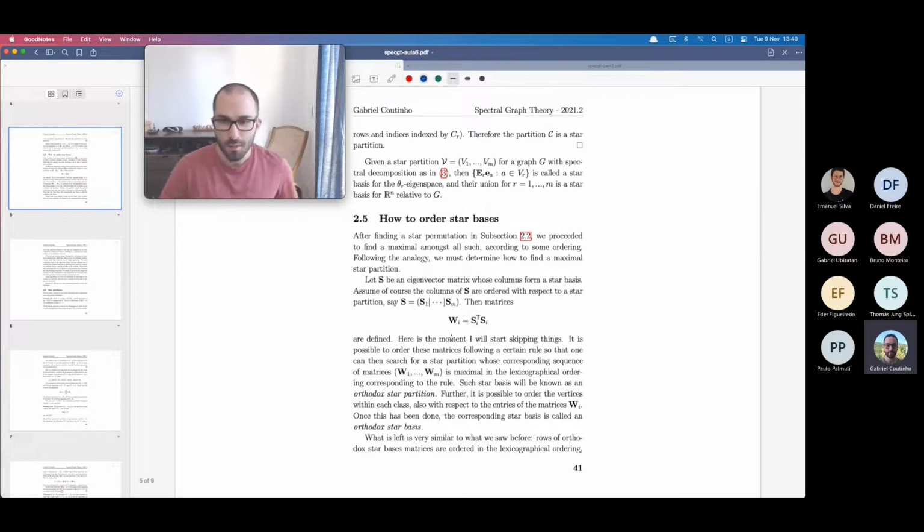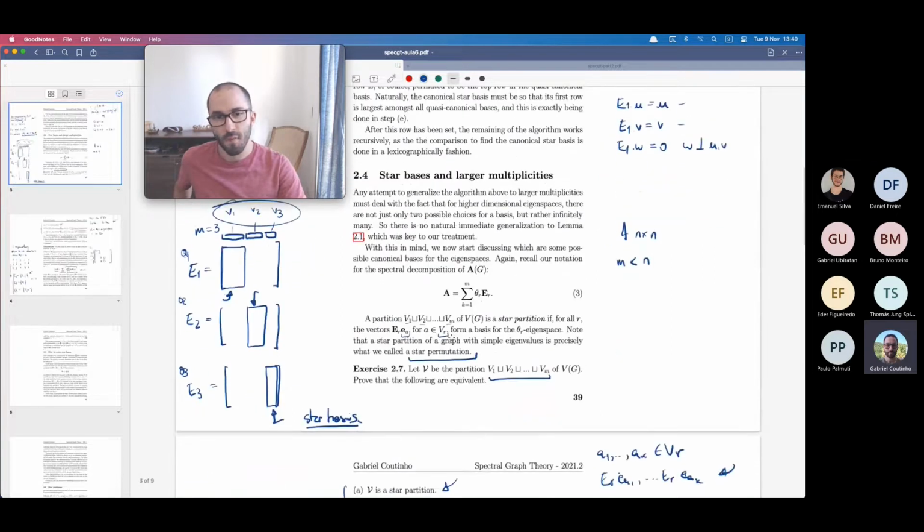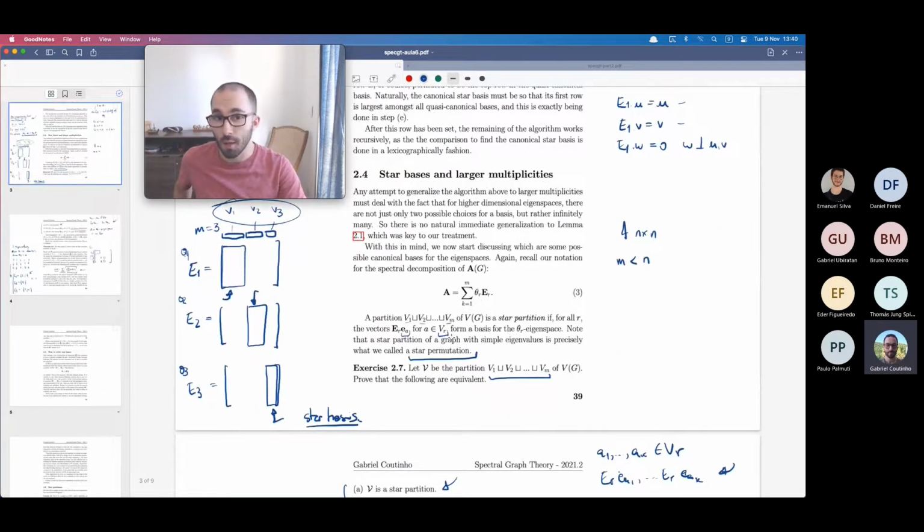Now, what is interesting here is that we have finitely many possible partitions for a finite set, and therefore we have finitely many possible star bases. Before, I had infinitely many possible bases for each eigenspace, but now I have only finitely many. So I have improved a bit. There are some special bases for each eigenspace which are taken from subsets of columns in the projector matrix. The projector matrix, that is invariant.